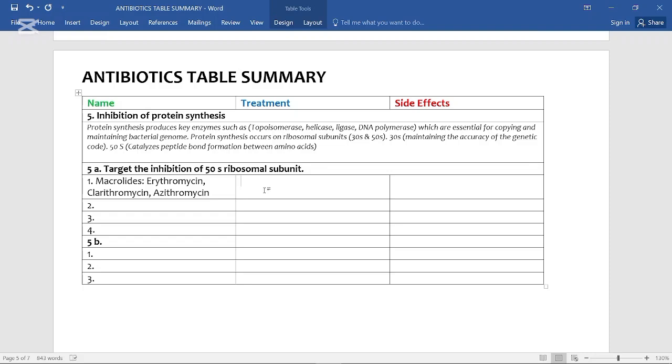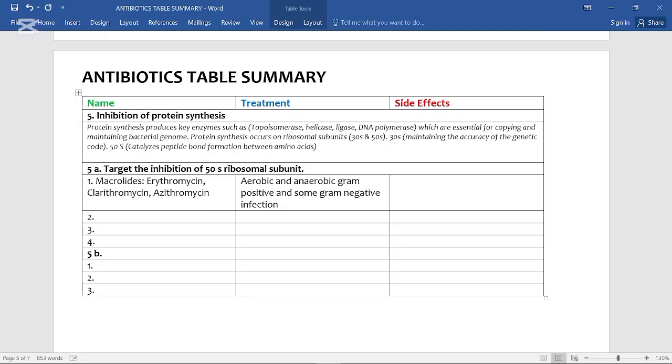Some of the indications for macrolides: they are very good when it comes to dealing with aerobic and anaerobic gram-positive and some gram-negative infections. So you can put here that they're very good for aerobic and anaerobic gram-positive and some gram-negative infections.